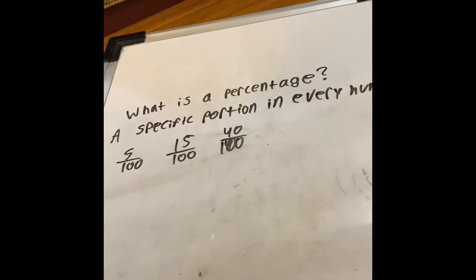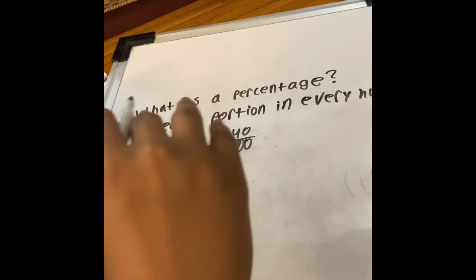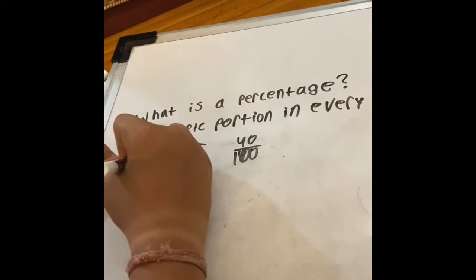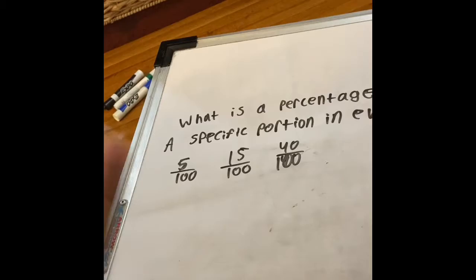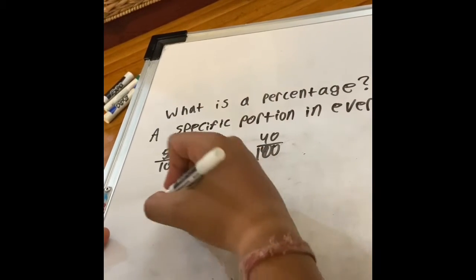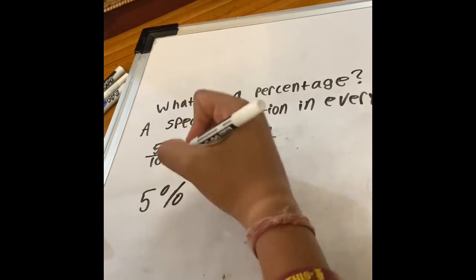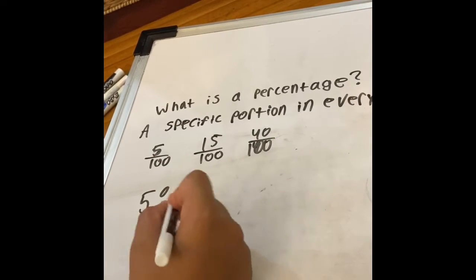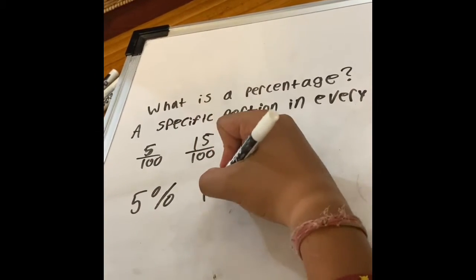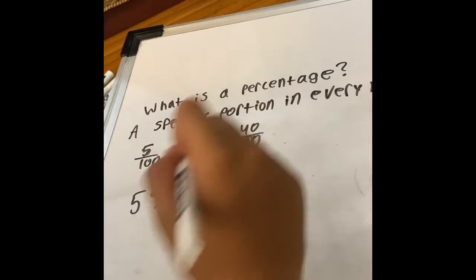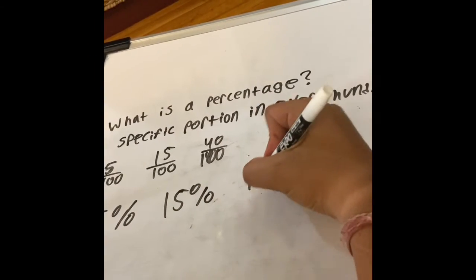So now, how is a percent denoted? We have written percentage in fraction form, but it's not actually denoted like this. A percent would be denoted as 5%. So this is how a percent is denoted. This would be 15%. This would be 40%.